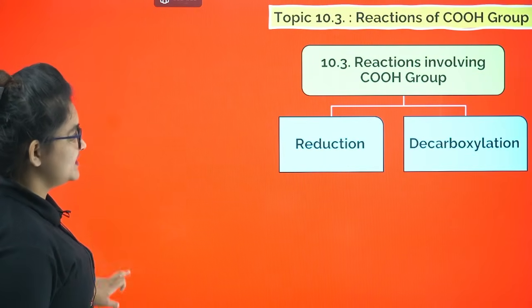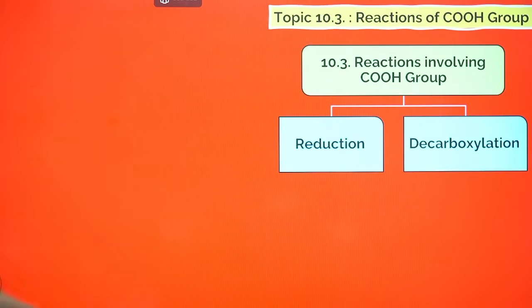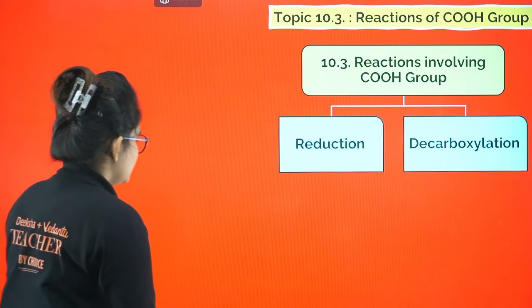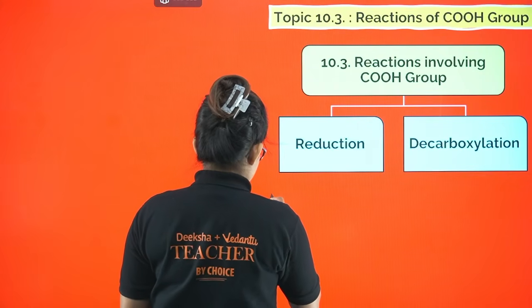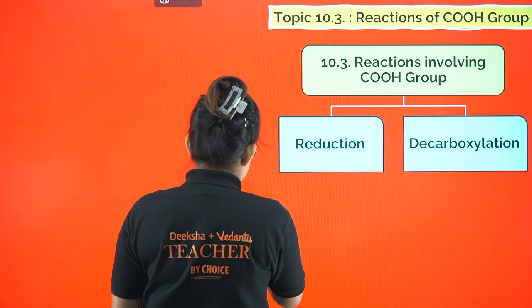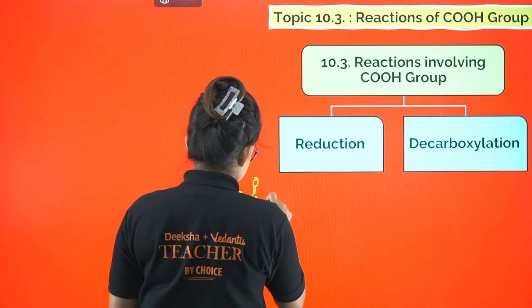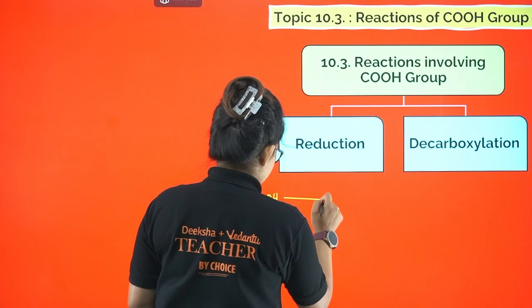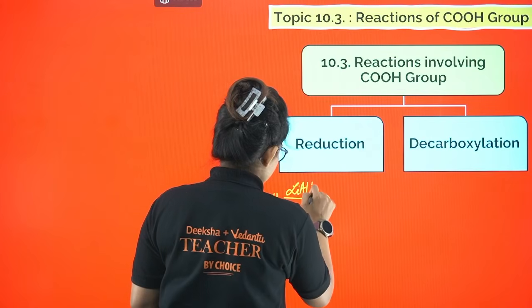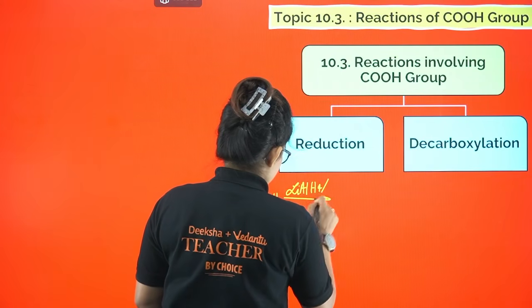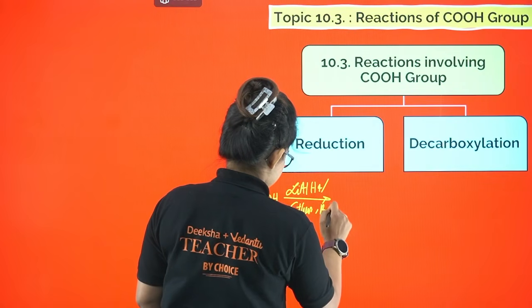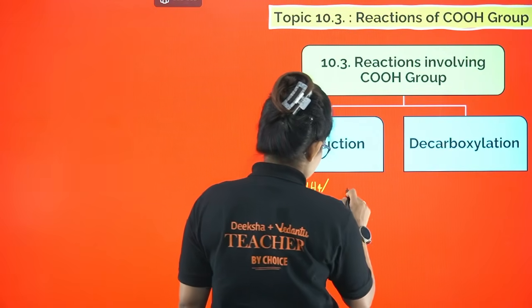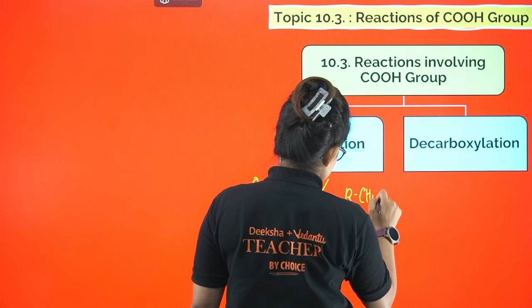Here we can proceed with reduction and decarboxylation. Once we are doing the reduction reaction, let me show you. Reduction we can perform with LiAlH4, lithium aluminium hydride. Let's say I am having RCOOH. I am giving lithium aluminium hydride in ether, or B2H6. I can end up with the alcohol RCH2OH.